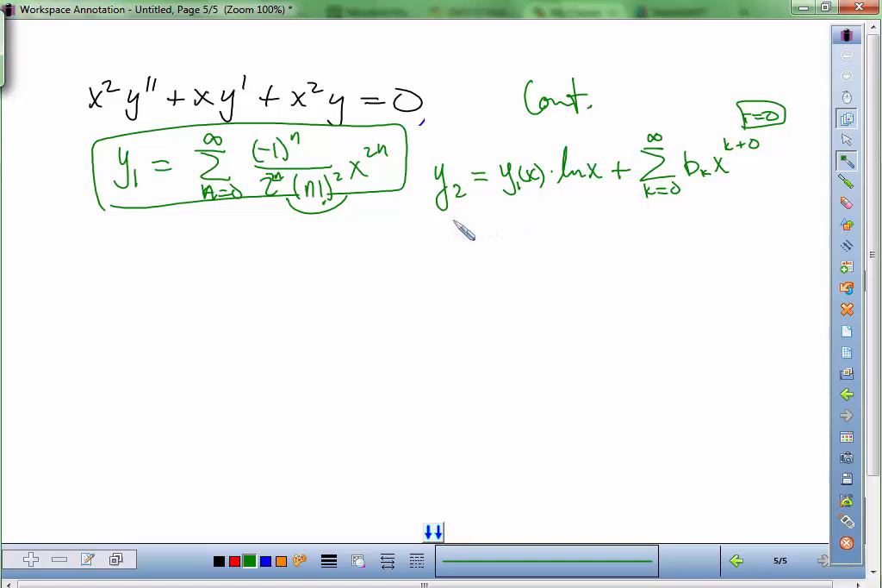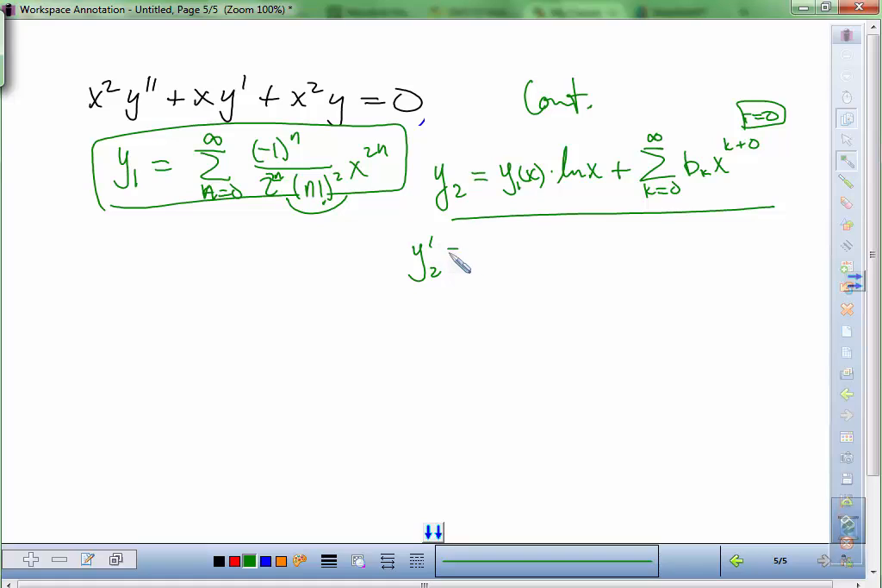All right. Now this is our second solution. Now our second solution should satisfy our differential equation. Sounds like a rap. I just have to make it rhyme. So we need to take the first and second derivative again so that we can plug it into the differential equation. Oh boy. All right, let's see.